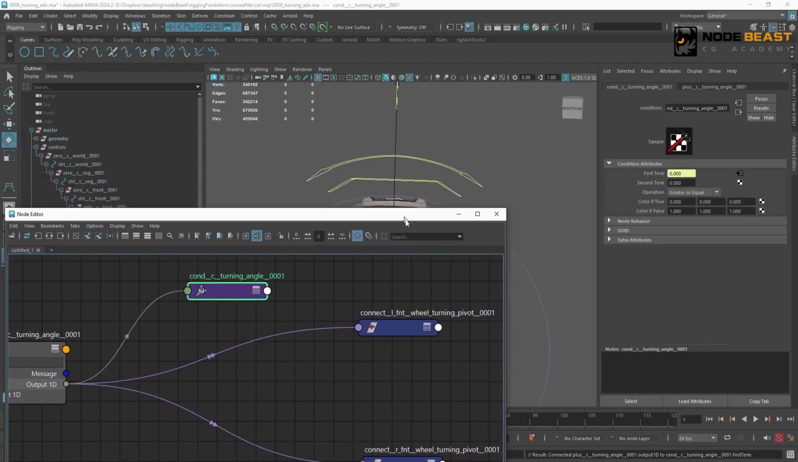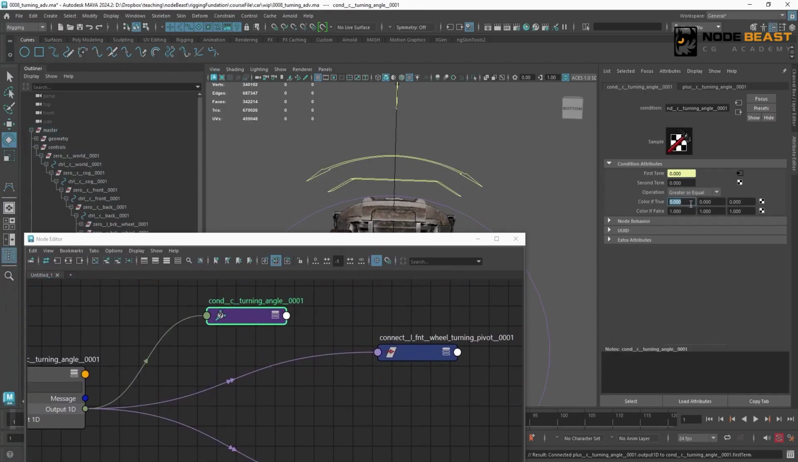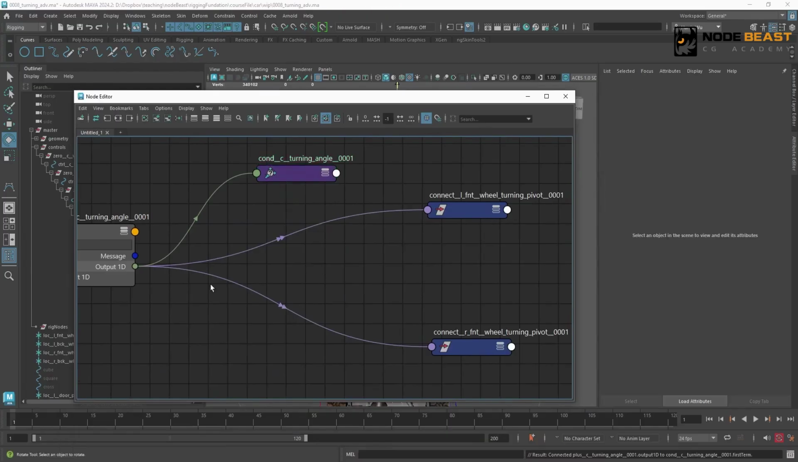When it turns to the left, which is color if true, what angle should the left wheel rotate? What angle should the right wheel rotate? If it's a negative value, then it's turning to the right. What angle should the left wheel rotate? What angle should the right wheel rotate? Finally, take this result and connect it to the connect groups of the two-wheel controllers.